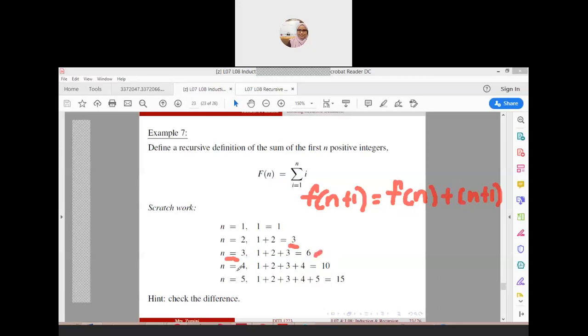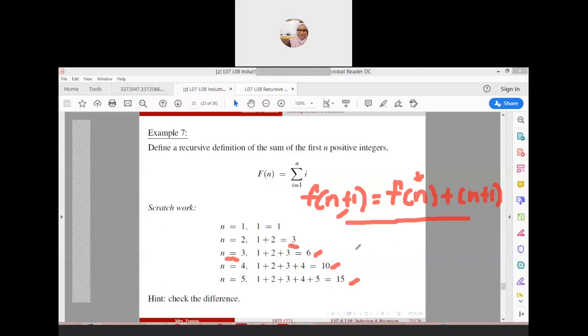Lepas tu untuk dapatkan F4 kat dalam ni n dia ialah 3. Jadi F3 ialah 6. So 3 tambah 1 ialah 4. 6 tambah 4 kita dapat 10. Macam tu juga F5. Which is bila kita nak cari F5, n dekat dalam ni akan jadi 4. Okey, jadi kita tahu F4 kita tadi ialah 10. So 10 tambah 4 tambah 1 ialah 5. 10 tambah 5 kita dapat 15. So betul lah kita punya recursive step yang kita create ni.